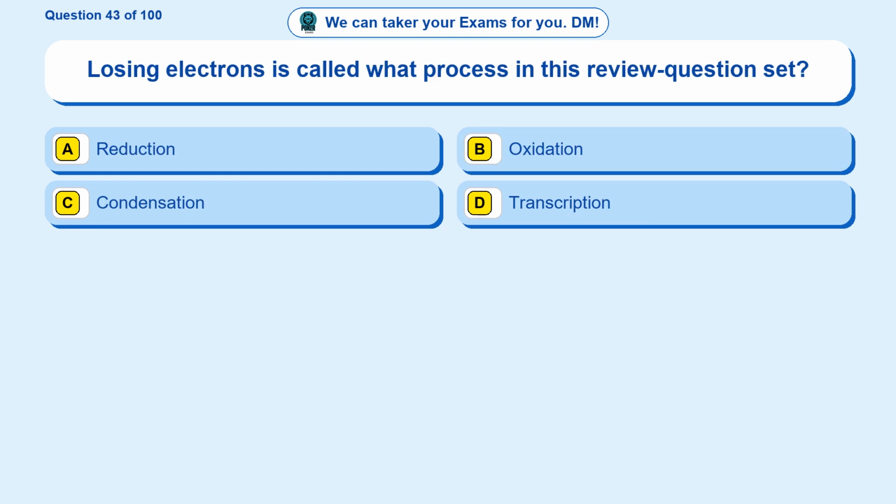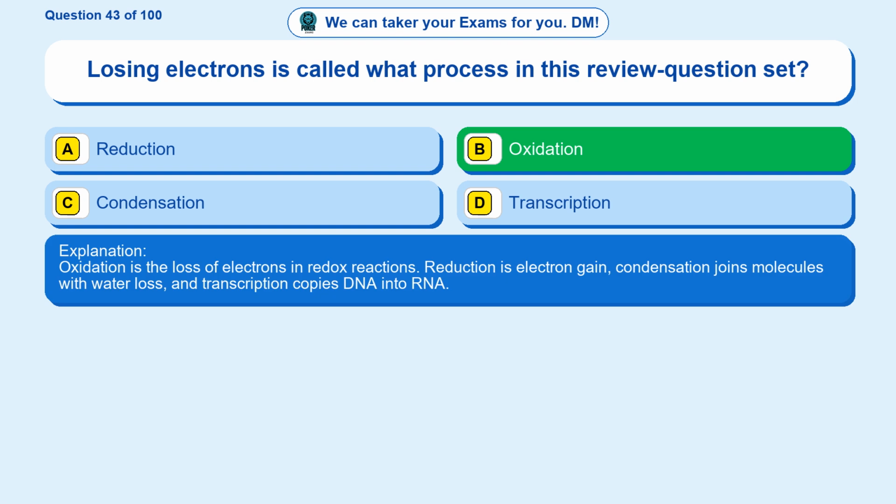Question 43. Losing electrons is called what process in this review question set? Option A, reduction. Option B, oxidation. Option C, condensation. Option D, transcription. The correct answer is option B, oxidation. Oxidation is the loss of electrons in redox reactions. Reduction is electron gain, condensation joins molecules with water loss, and transcription copies DNA into RNA.